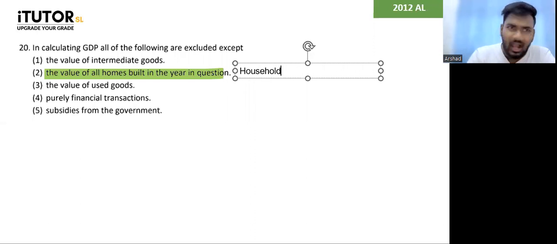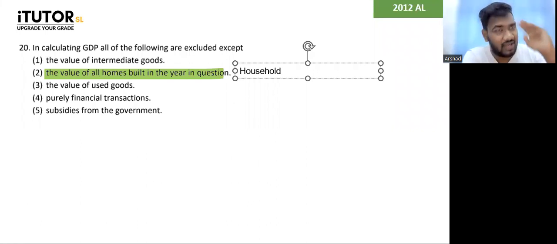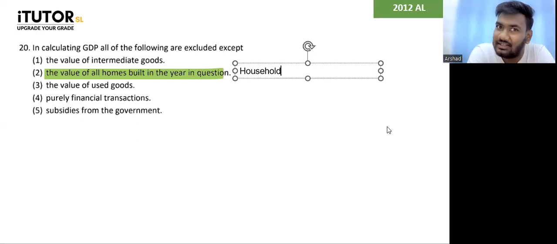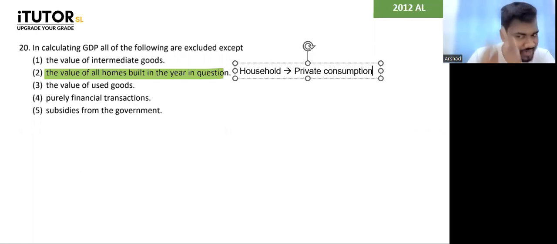So now, when households spend on goods and services, where do we include it? Under private consumption, government consumption, or investment? When households spend, where do we include it? We include this under private consumption, right? When households spend on anything, we include it in private consumption.